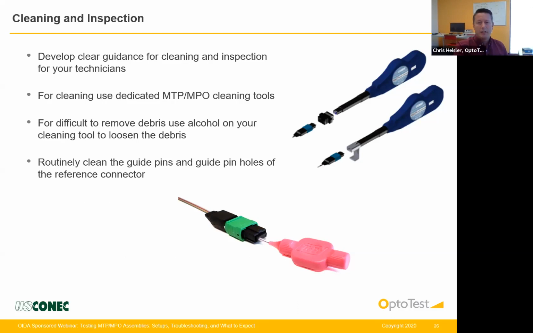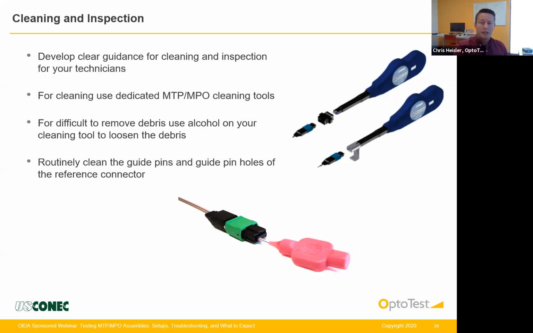There should be clear guidance for cleaning and inspection for technicians working on an MPO assembly line. Due to MPO assemblies possibly having male pins, it is necessary to use dedicated MTP/MPO cleaning tools. These help to protect the various features of the MPO end face. When there is difficult to remove debris, using a little alcohol can loosen the debris so that it can be wiped away.